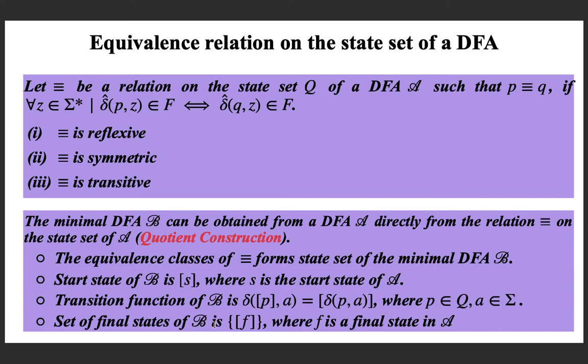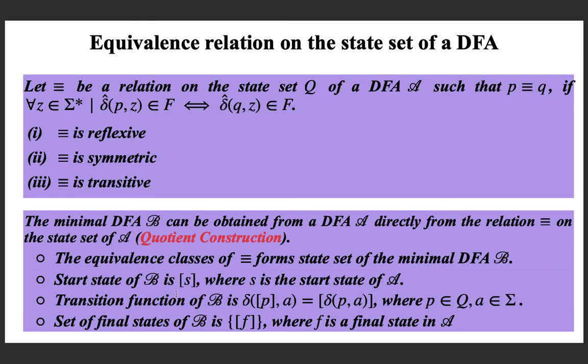And the set of final states of B is the equivalence classes corresponding to the final states in the given DFA. So, here what we discussed is that you can have this equivalence relation on the state set of the given DFA, and that equivalence relation is going to give you the required DFA directly, where the equivalence classes of that relation are going to become the states of the DFA. If you recall, in the previous example, 4 equivalence classes we obtained, and correspondingly we obtained 4 states.